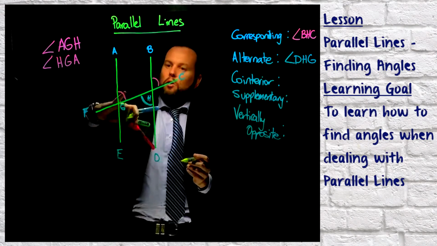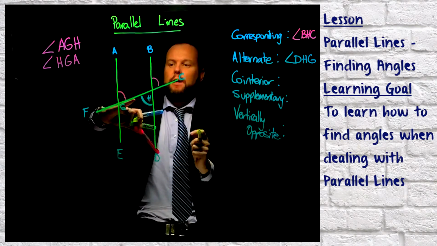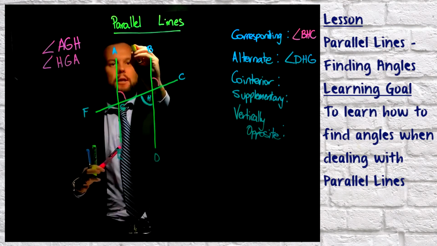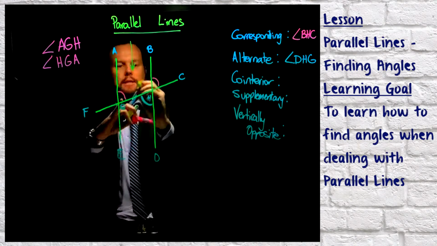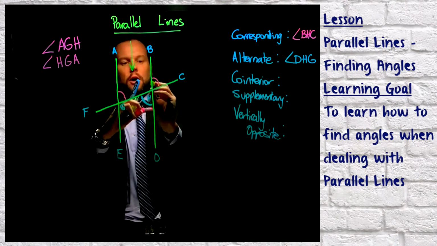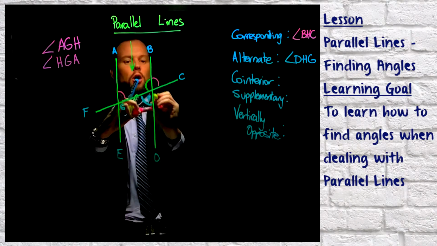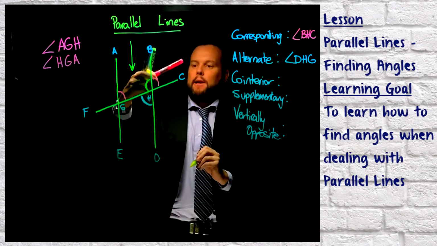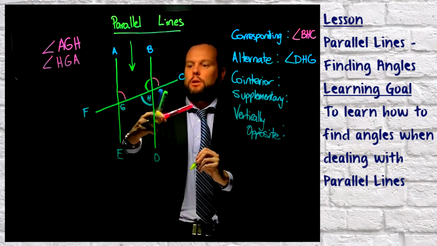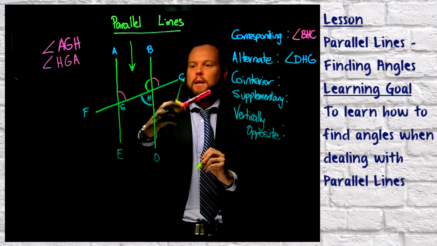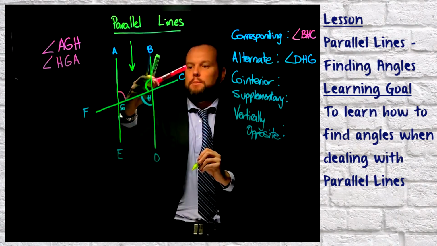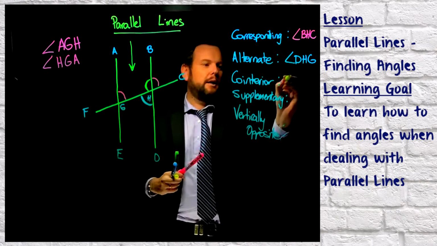Now, co-interior. We need to find the co-interior for this one. So, co means two angles, interior, inside, two angles inside. So that means it's going to be the angle that sits inside here with it. So it's going to be this one over here. That's the only possible one that it could be. And that is BHG. Okay, it's not C. That would make it this angle. It's BHG.